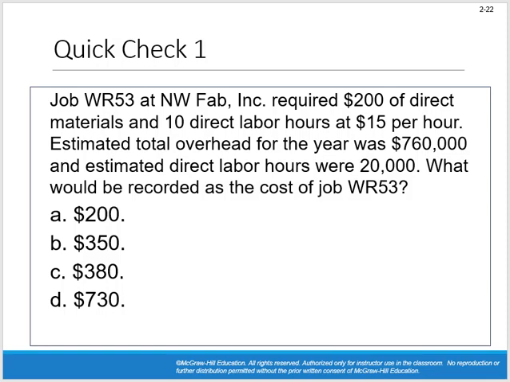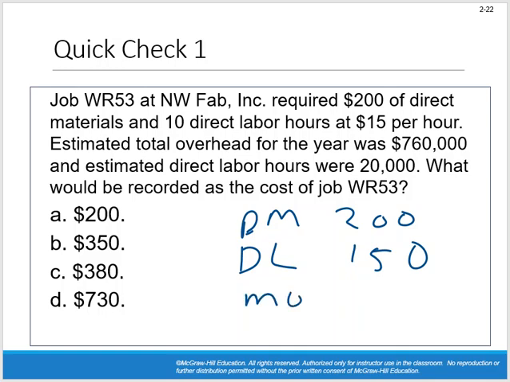All right, did you get the answer? First we're going to take direct materials of $200. Then we're going to add in our labor. How much did you get for labor? $15 an hour times 10 hours, so our direct labor should be $150. And then we still have to figure out MOH, right? Then we'll add that in and that will be our total.